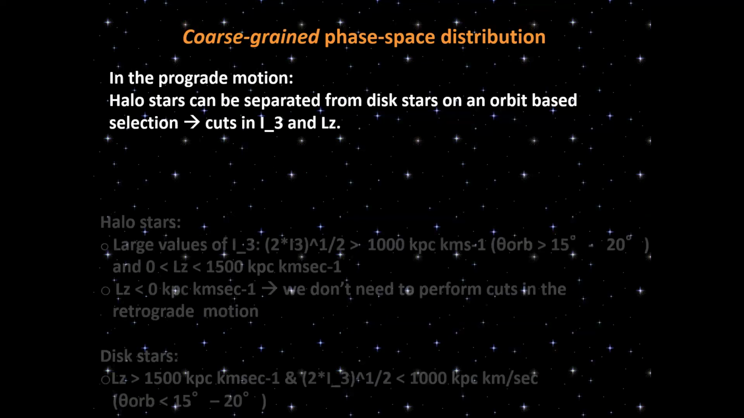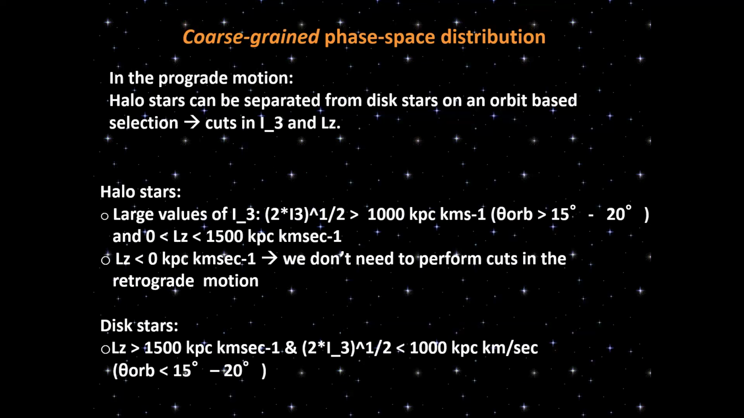So basically, what we found in this paper is that we can separate halo stars from these stars, which is not very easy, actually, because there is a strong overlap, on an orbit-based selection by using cuts in I3 and Lz, because halo stars are characterized by large values of I3. And here, I didn't use 500, but 1,000. Why that? Because the metal-weak thick disk can have orbits with larger values of I3. So if we want to remove the metal-weak thick disk, we need to go to larger values of I3.